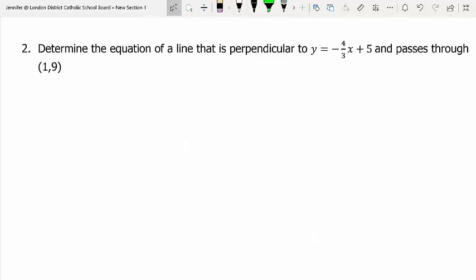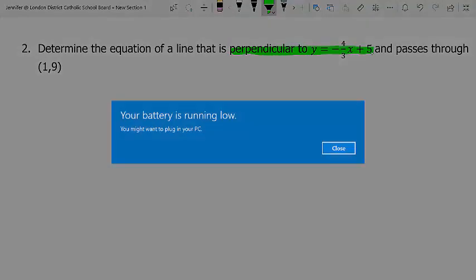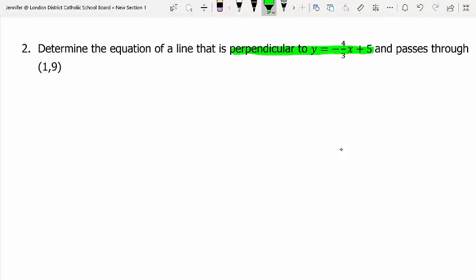Okay, determine the equation of a line that is perpendicular to y equals -4/3x plus 5 and passes through the point 1 and 9. So again, we need the slope. And is there a clue in this question that helps us find the slope? Okay, here's the clue. Perpendicular to y equals -4/3x plus 5. Okay, so the fact that it says it's perpendicular to y equals -4/3x plus 5 is a clue to finding the slope of our line.